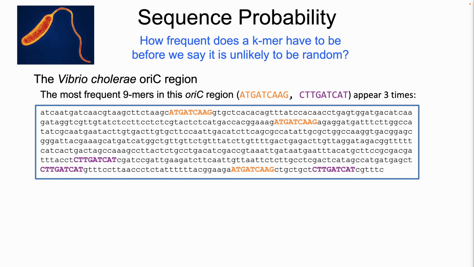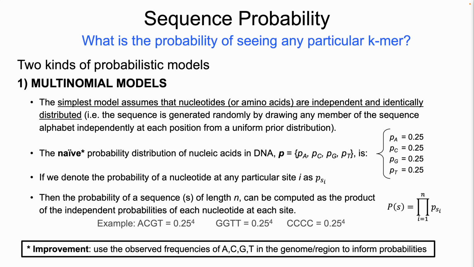So that gets us to this issue of what's the probability of seeing a given k-mer in the text at all. So in this example, this is the ORIC from Vibrio cholerae. This is the bacteria that causes cholera. And these 2 k-mers, 9-mers, happen 3 times each in this little region. Is that surprisingly common? So how do we address that question? When do we start to say this frequency is maybe a hidden message?